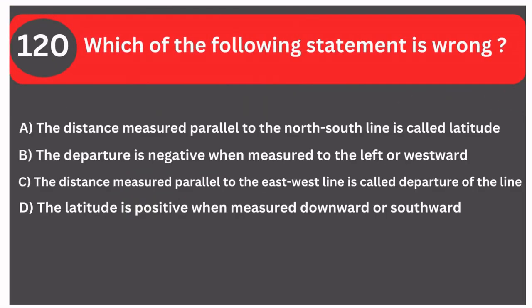Which of the following statements is wrong? Options A. The distance measured parallel to the north-south line is called latitude. B. The departure is negative when measured to the left or westward. C. The distance measured parallel to the east-west line is called departure of the line. D. The latitude is positive when measured downward or southward. Answer D. The latitude is positive when measured downward or southward.